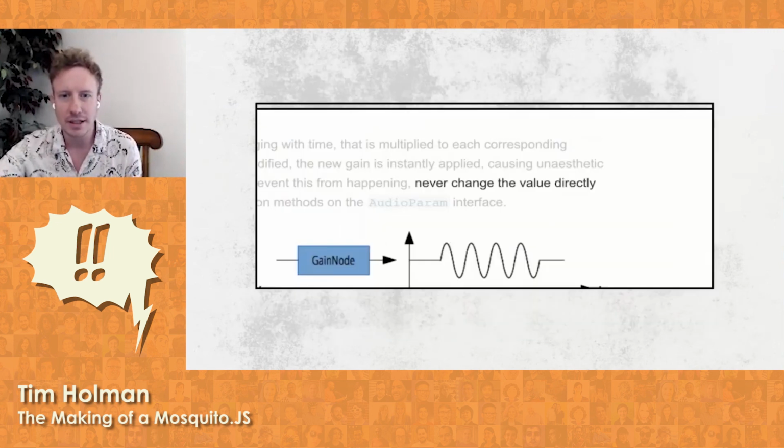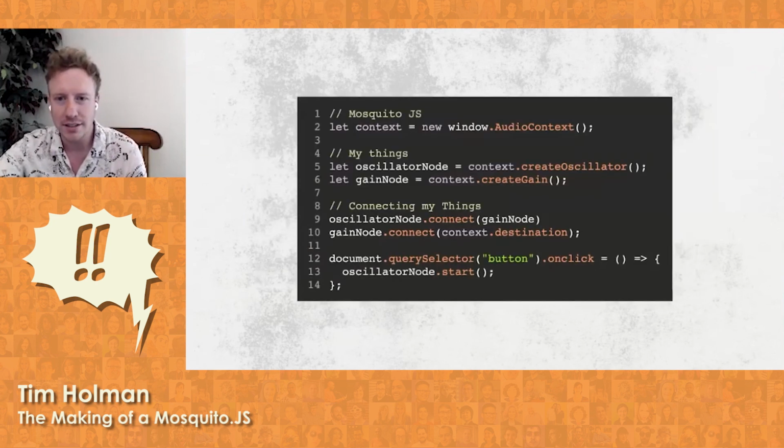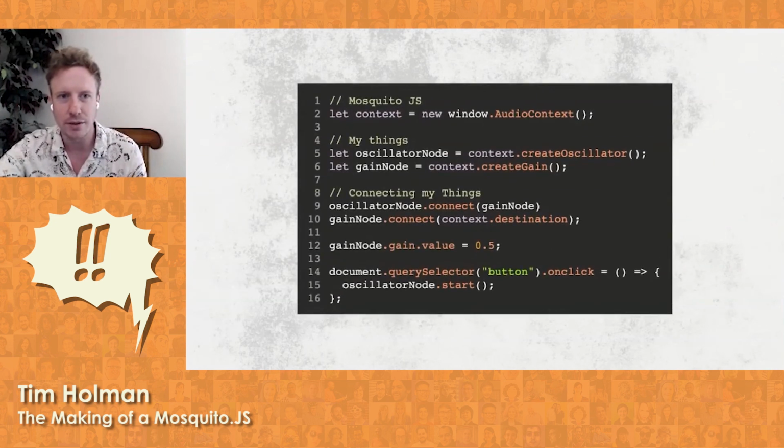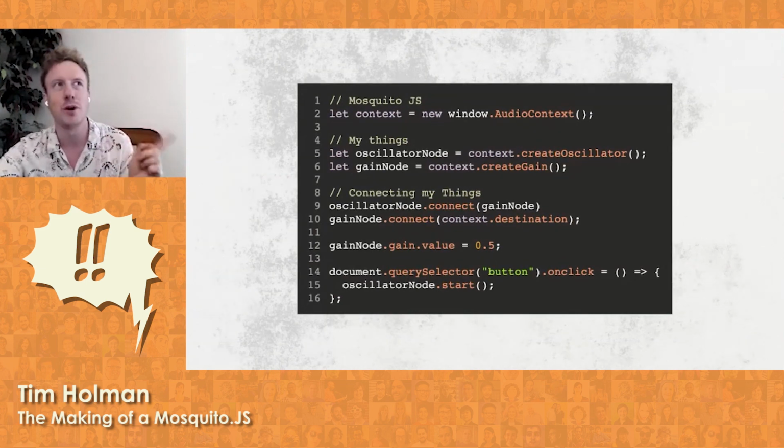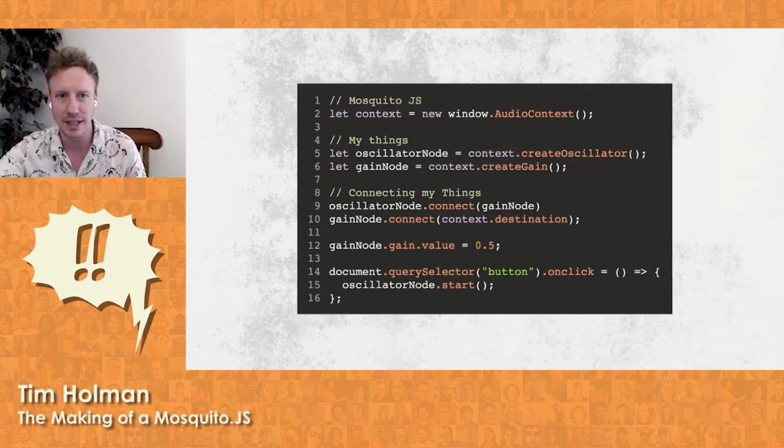It also mentions in the gain node, never change this value directly, but I never stopped to think if I should, and I decided that I will just change that value directly. And it reduced the volume to half. And that one that you heard just then was actually half already. It was really, really loud.